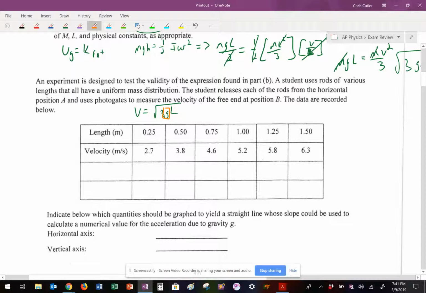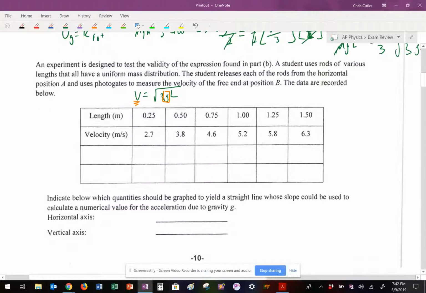Well, we've got a couple of things in the way of g. If you keep the equation the way it is, hopefully you recognize that the velocity has to be your vertical, and L has to be the horizontal. But it's not just L; the horizontal would be the square root of L. That's the variable that gives us length and velocity.